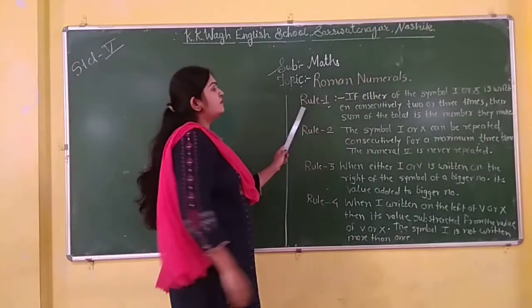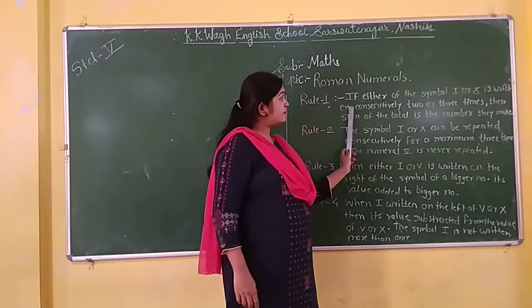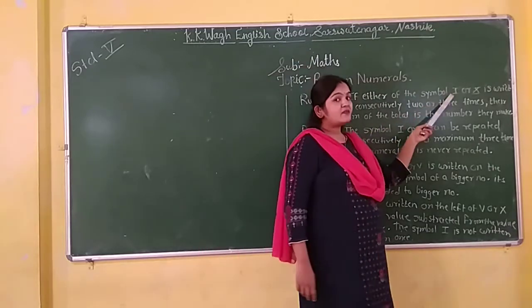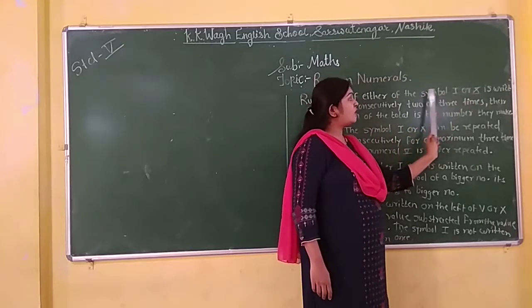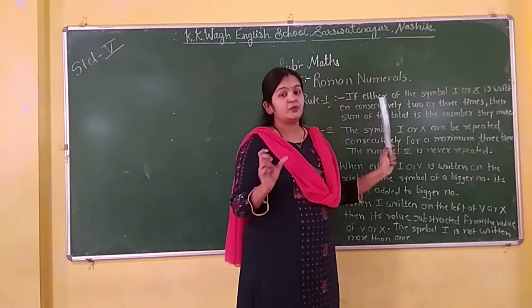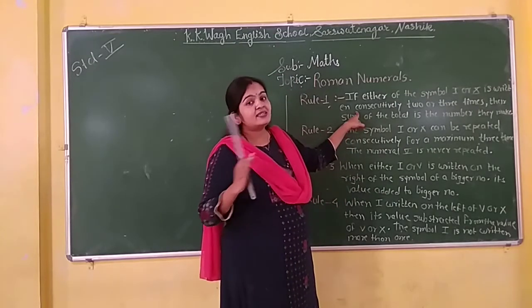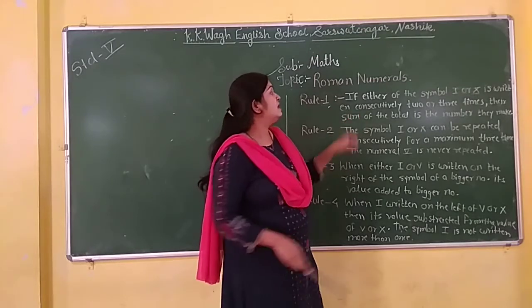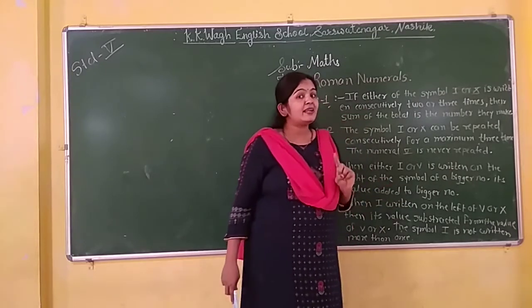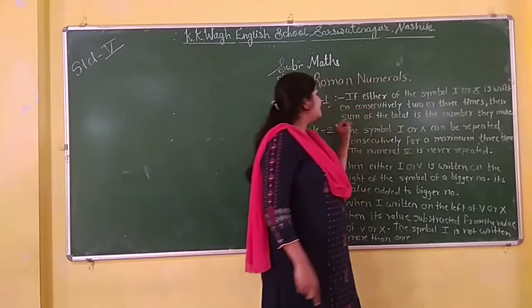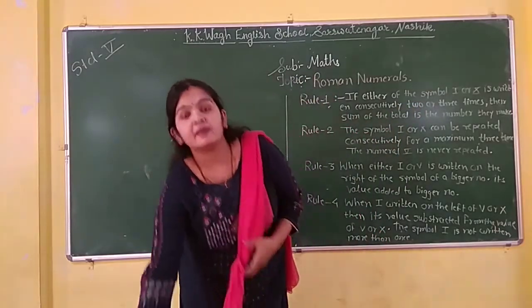You can see on the board, first rule. If either of the symbols I or X, the value of I is 1 and the value of X is 10, is written consecutively, here is a new word for you, consecutively. What is the meaning of consecutively? Constantly or continuously. If either of the symbols I or X is written consecutively 2 or 3 times, their sum total is the number that is made.